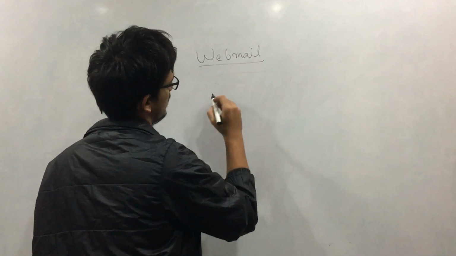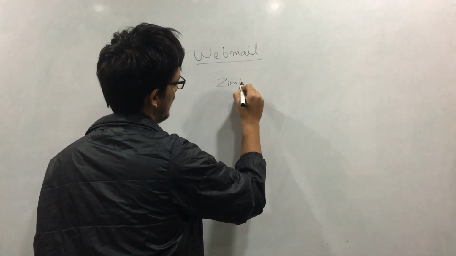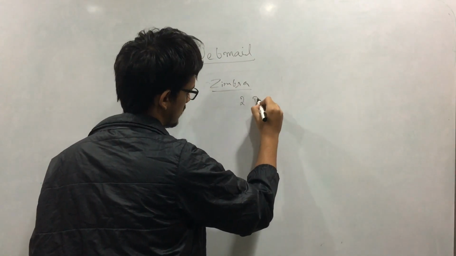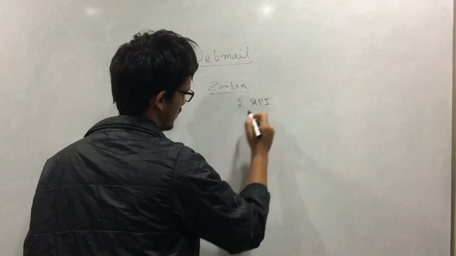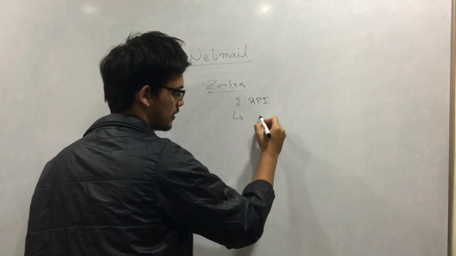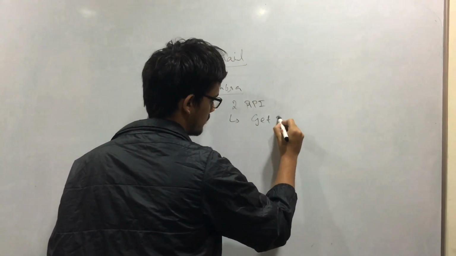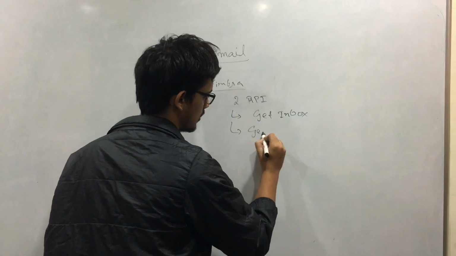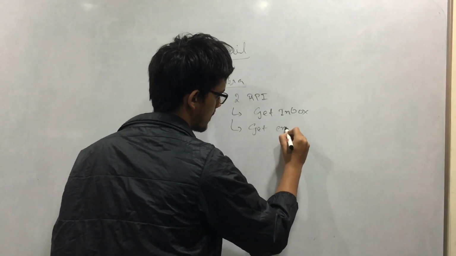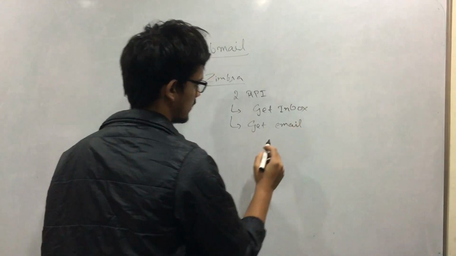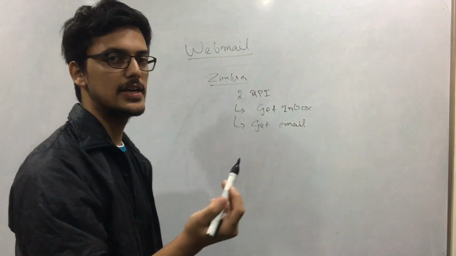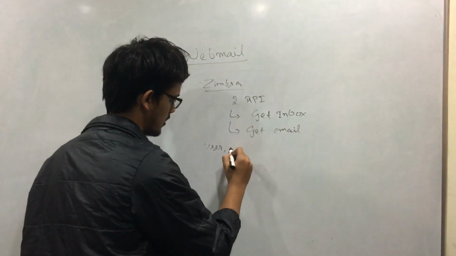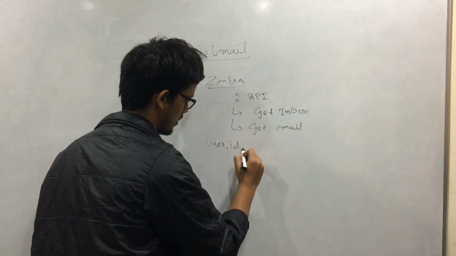Webmail is provided by Zebra, and the Zebra collaboration suite provides us with two APIs. These APIs are get inbox and get email. Now, to use these APIs, we need the credentials of the user, which are the user ID and password.